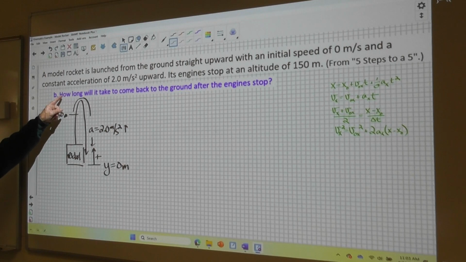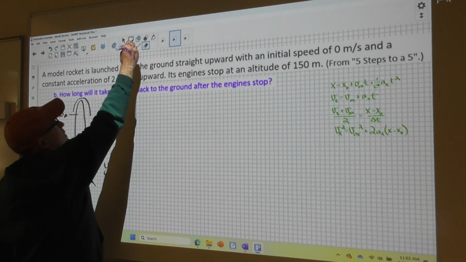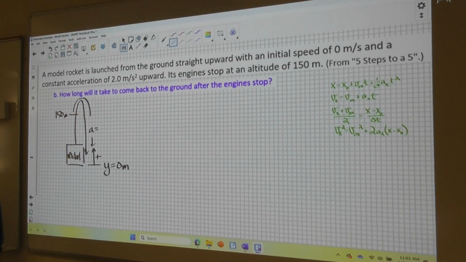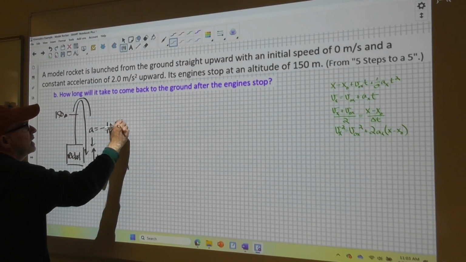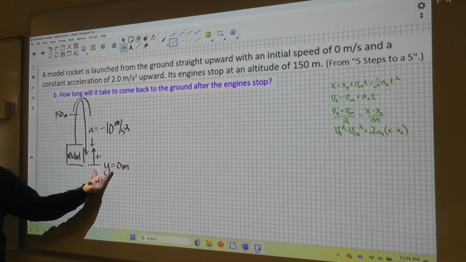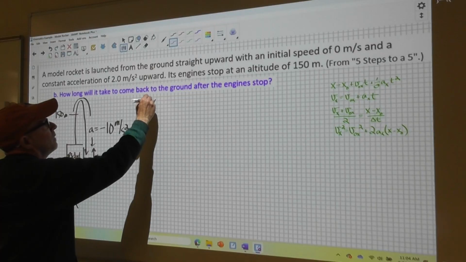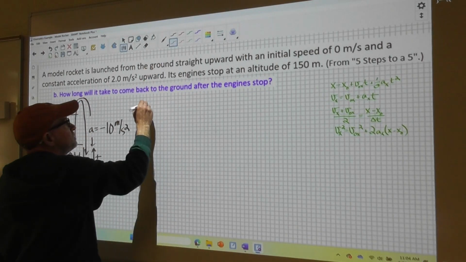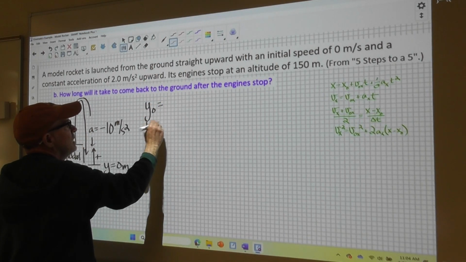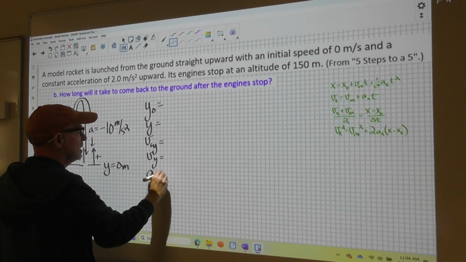So if we want to know how long it takes to come back to the ground, that has a different acceleration. Our acceleration is no longer 2 meters per second squared upward. This is in free fall. Once those engines stop, it's now accelerating at -10 meters per second squared. We can use the same frame of reference where the ground is 0 and up is positive. So here's our variable inventory. I'm going to use y again. Our initial position, final position, initial velocity, final velocity, acceleration, and time.